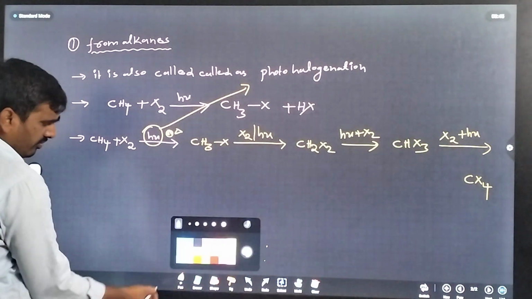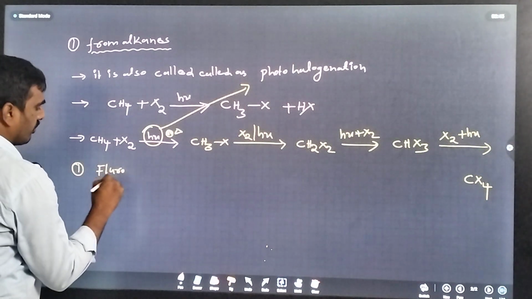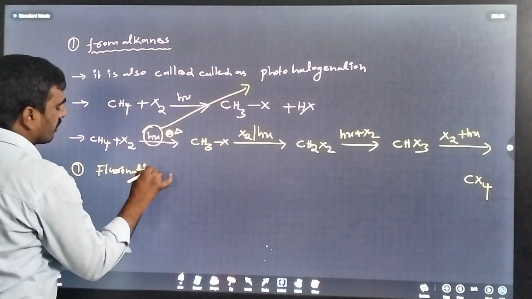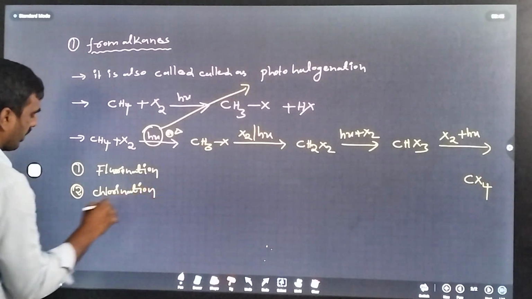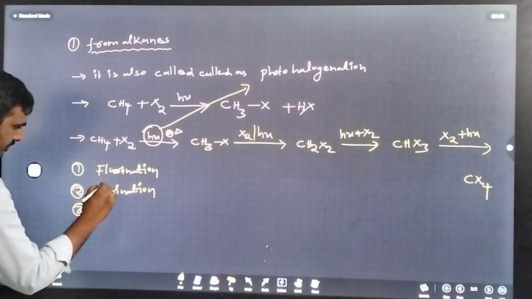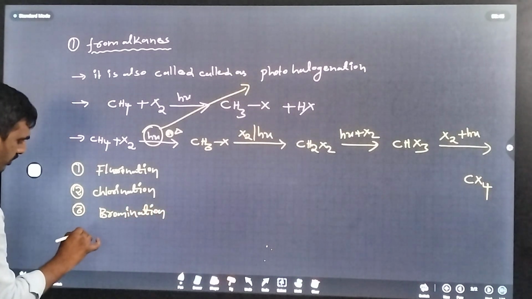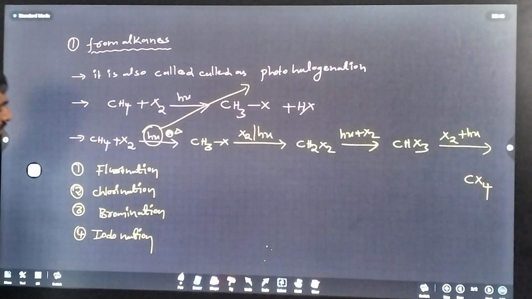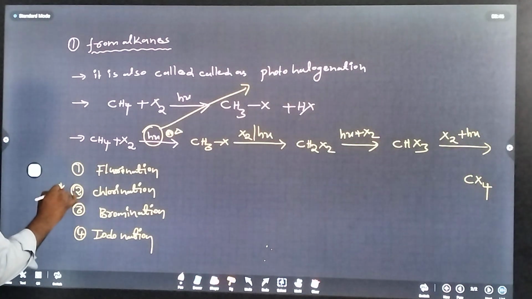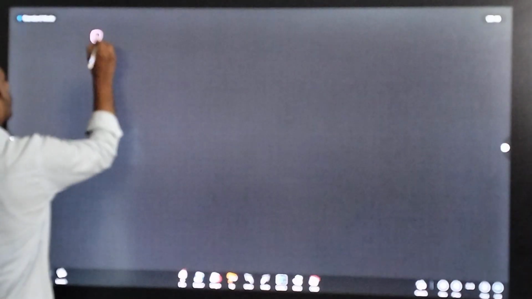In photohalogenation, the first is fluorination, the second is chlorination, the third is bromination, and the fourth is iodination. Among these 4 halogenations, chlorination is the most important topic. First we discuss fluorination.